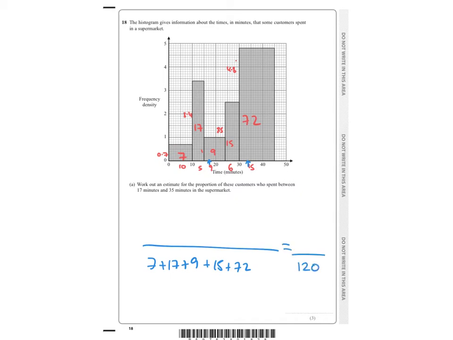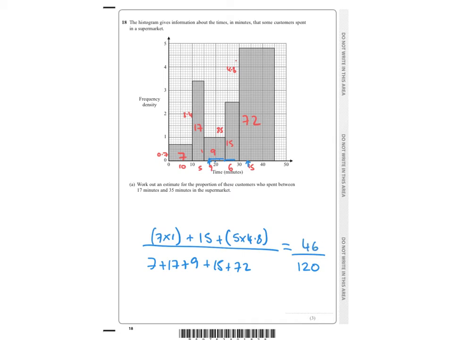So that's 120, and now we need to work out between 17 and 35. So between 17 and 35, I've got here to here. So that's 3, 4, 5, 6, 7 times 1. Then we know we have to add 15, because that's this next bit. And then here, we're going to have 5 times 4.8. So that's going to give me 46.